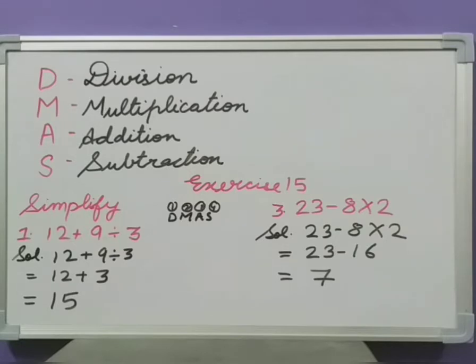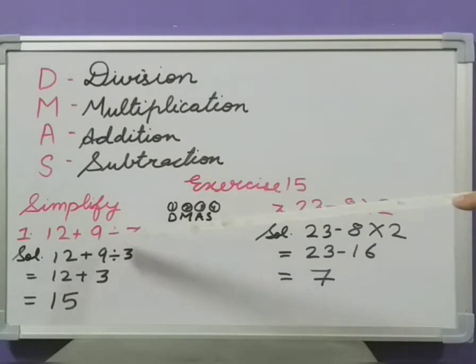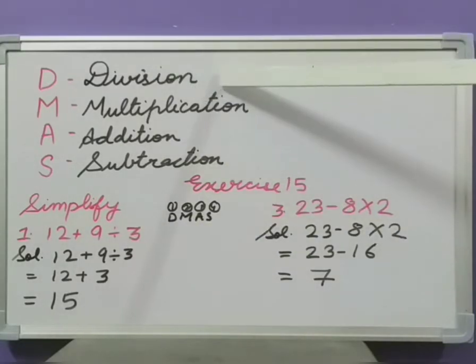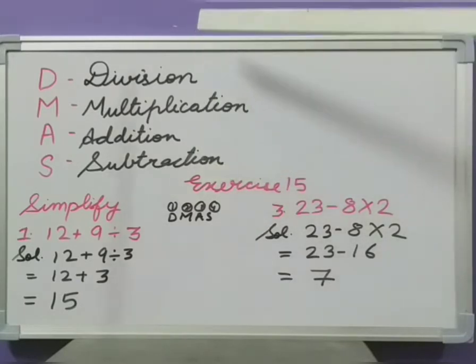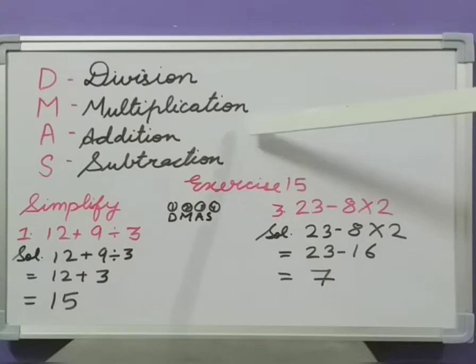DMAS. Now what is this DMAS? When we simplify the numerical expressions, we cannot go like 12 plus 9 and after that we'll divide it by 9. No, we cannot go for that. So we have a particular order, and that order is, first we'll divide if there is division, then we'll multiply if there is any multiplication, then we'll add if there is any addition, and then we'll subtract if there is any subtraction. So order should go like this. If we are going to disturb this order, then our answer will be wrong, our simplification will be wrong.